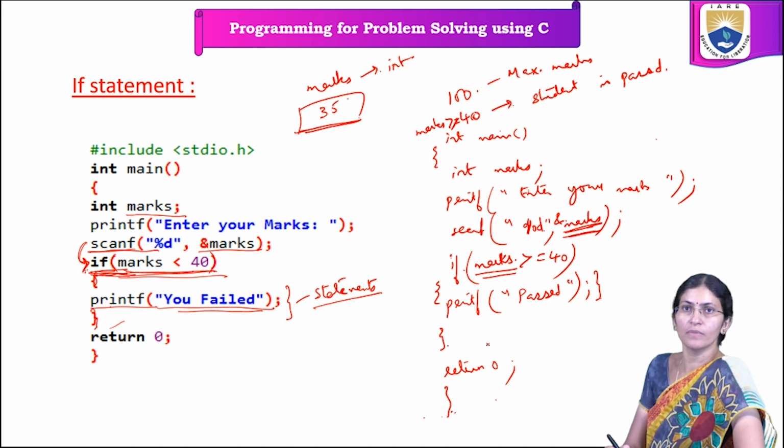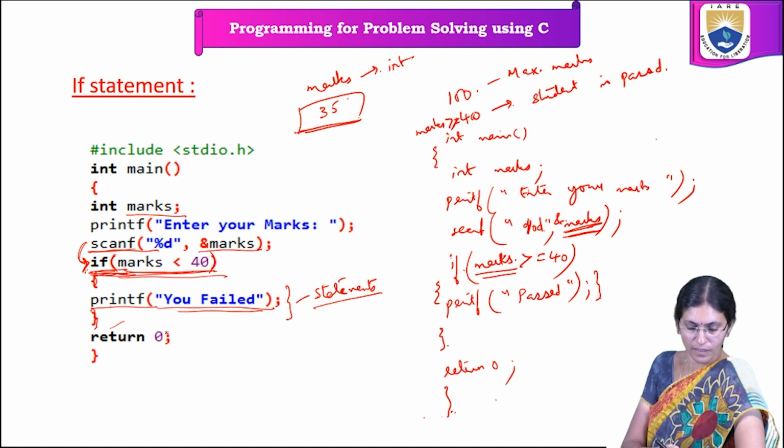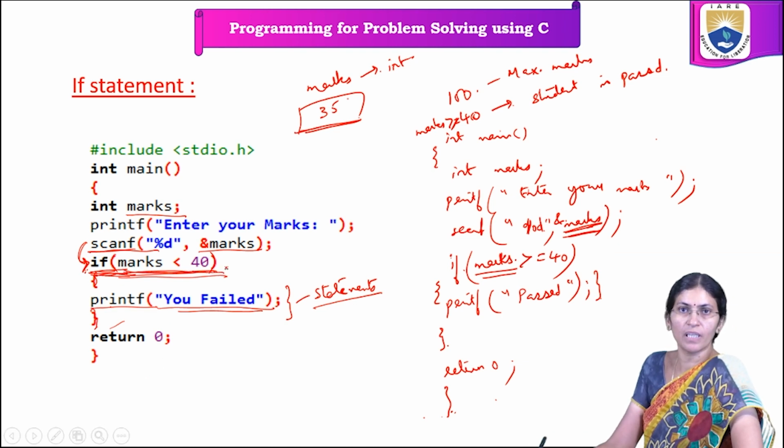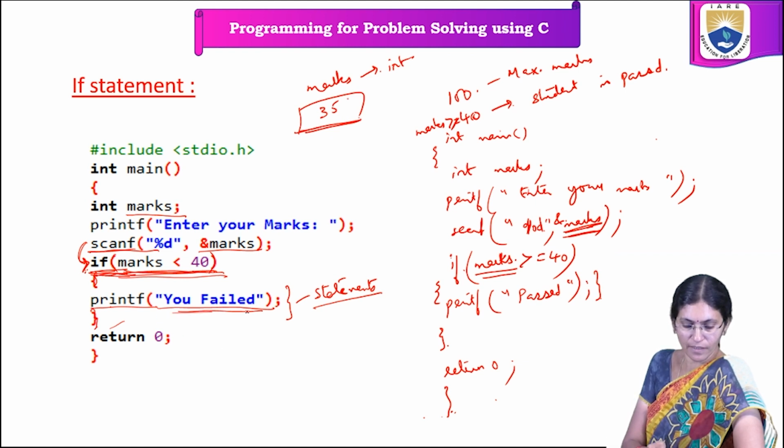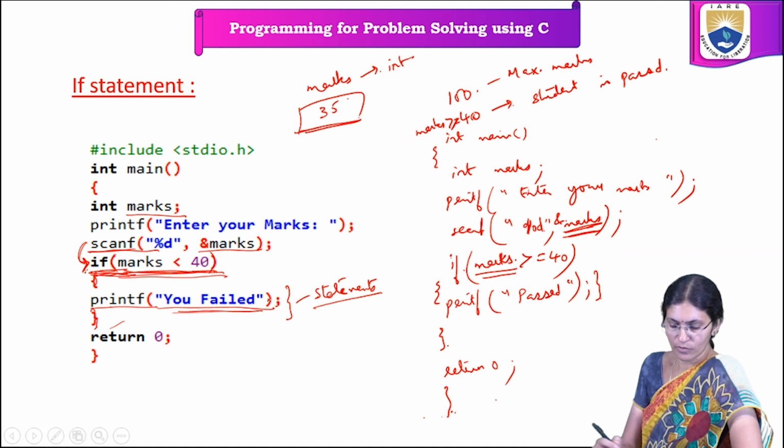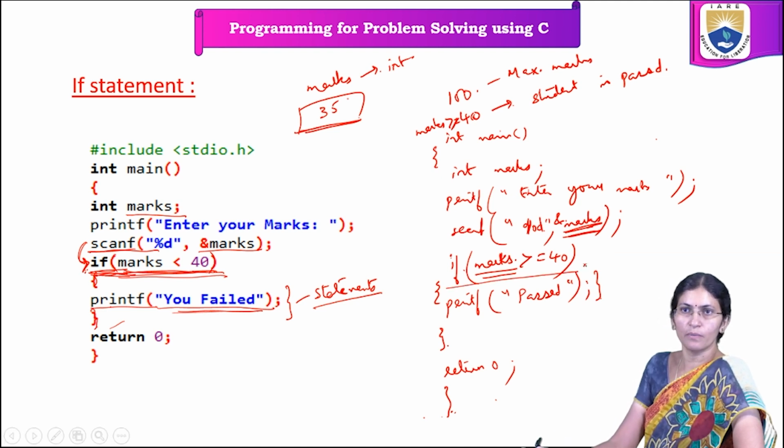So previously what we have done is, we have checked the condition whether the marks are less than 40, and based upon that we have written some statements inside the if block. Now the same program we have modified. Here we are checking whether the student has passed or not. So for that we have to specify the condition marks greater than or equal to 40.